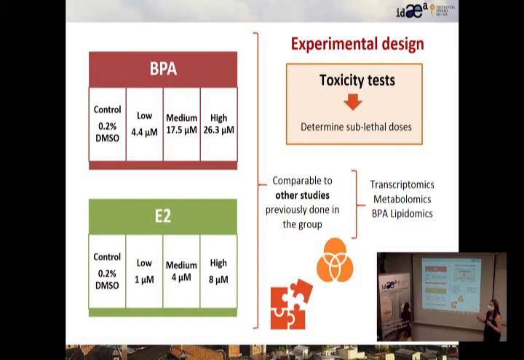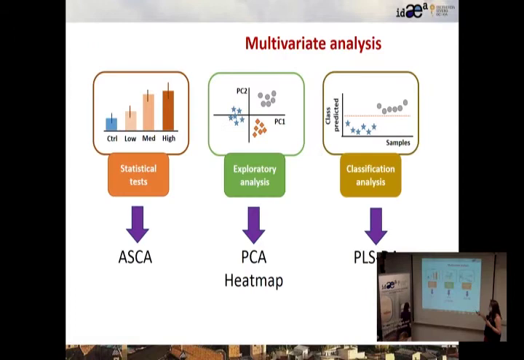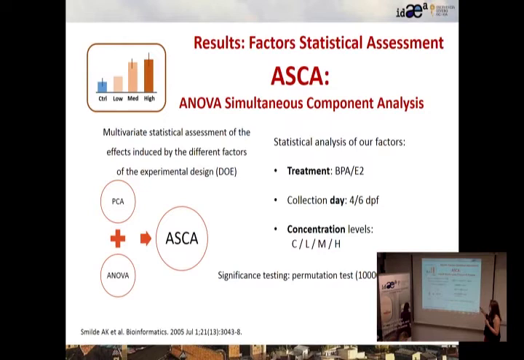Let's talk a bit about the results. I've structured it to talk about the statistics I've done, how my data look, and then which were the lipids affected by this exposure. Let's start with the statistical results. First, ASCA, ANOVA simultaneous component analysis, which helped me to assess the effects induced by different factors of the experimental design. In my case, my experimental factors were treatment, BPA or E2, collection day, 4 or 6, and then concentration levels ranging from control samples to high exposure samples.